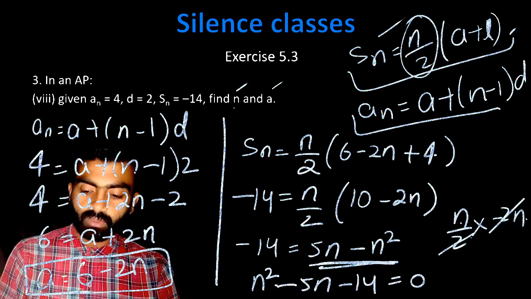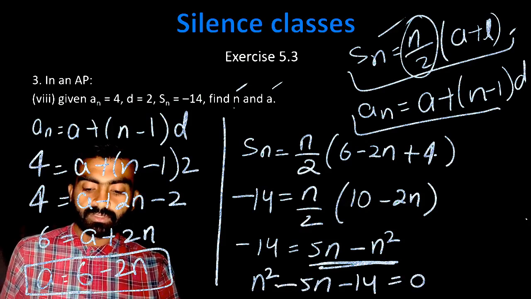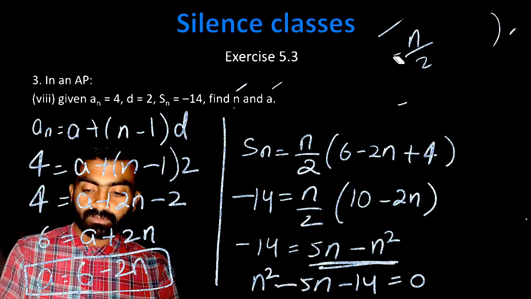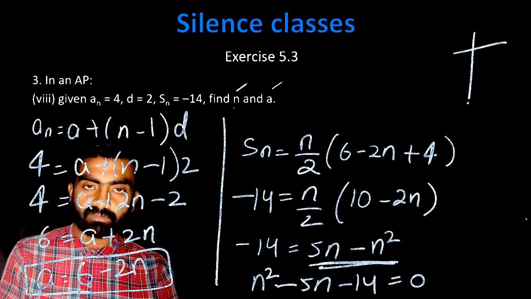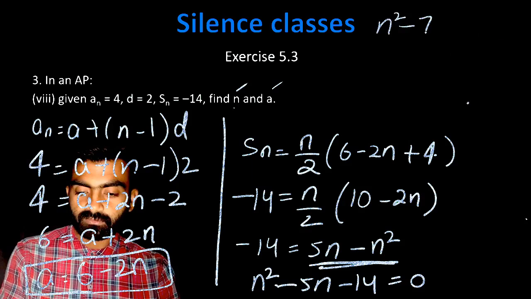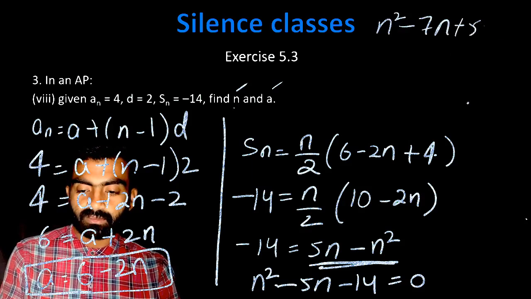Now by using splitting the middle term, we have to find the value of n. So once we take the LCM, we will get 2 sevens are 14 and 7 minus 2 is 5. So we can say n square minus 7n plus 2n minus 14 is equal to 0. We can take n common, so we will get n minus 7.